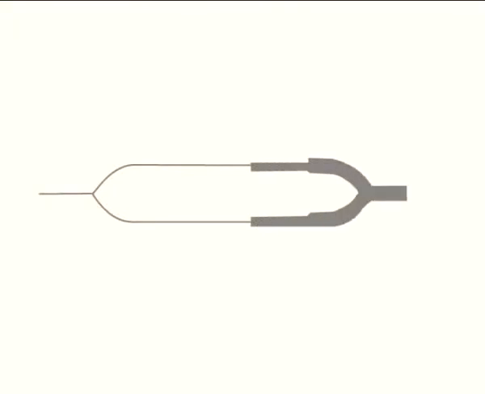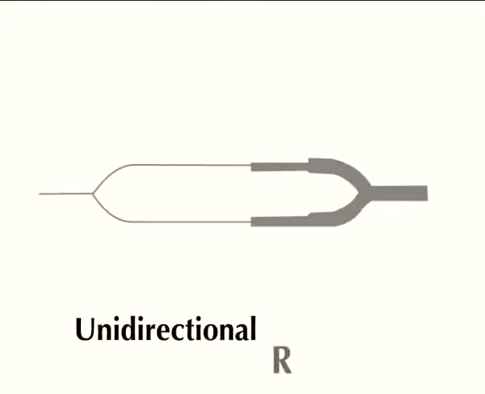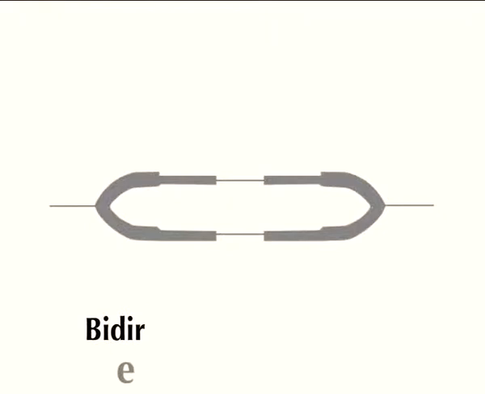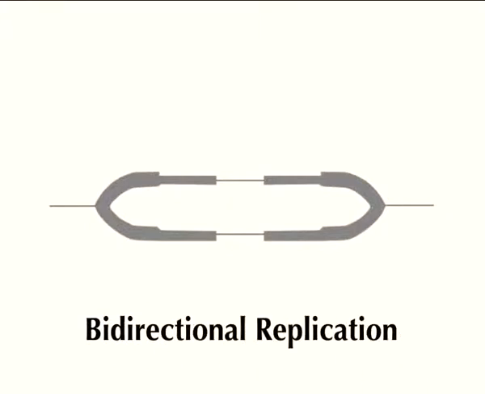However, in unidirectional replication, one of the 2 ends of the replication eye will be stationary and the other end will move with the replication. On the other hand, in bidirectional replication, none of the 2 ends will be stationary and both will be moving.